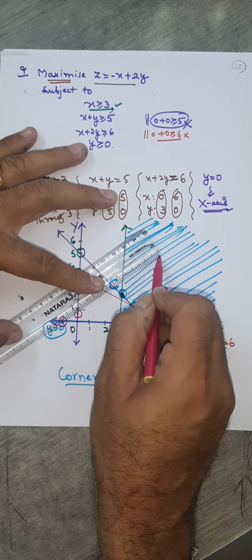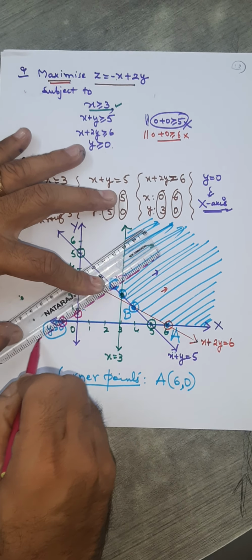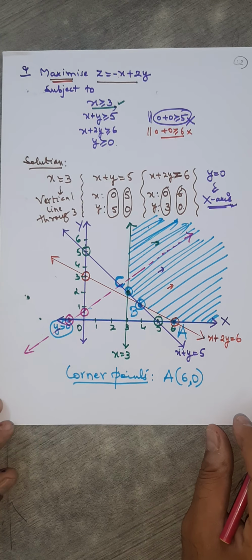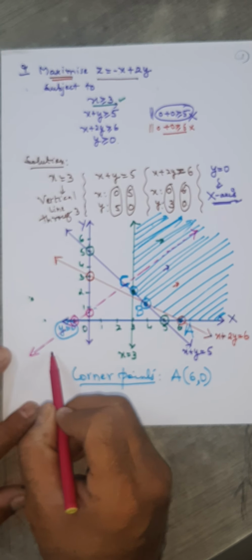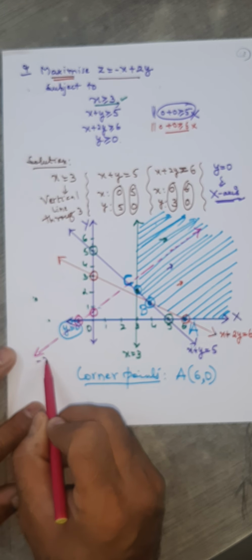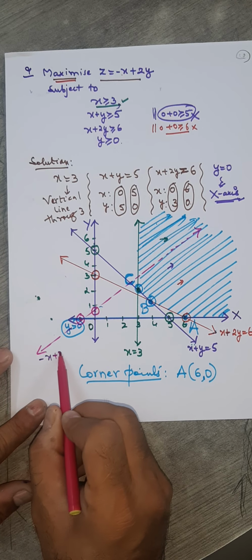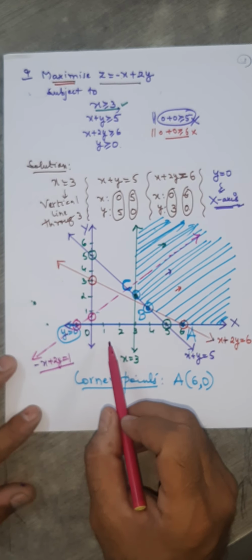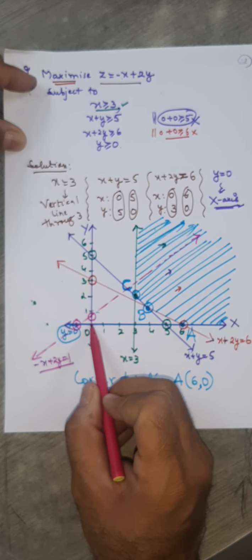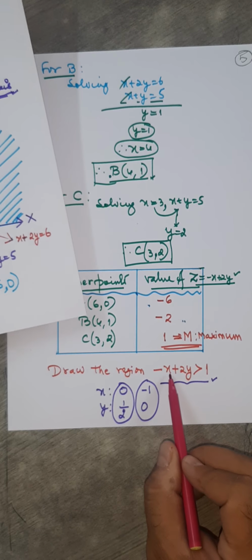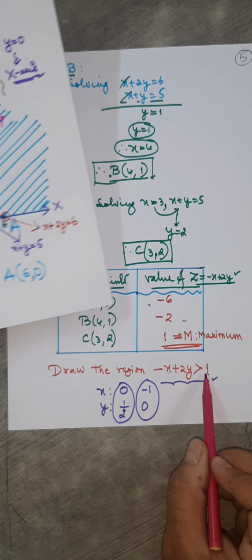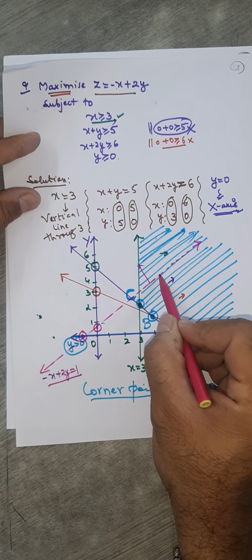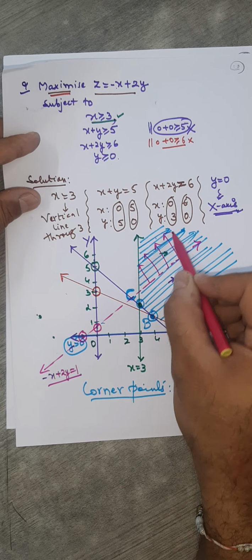If you represent this by a line, I'll show it by a dotted line. You can extend it like this. This represents minus x plus 2y equals 1. Now which region? Take the origin. Where is the inequality here? 0 plus 0 greater than 1. Is this possible? No. So the upper half region, this one, is the region determined by this half plane.